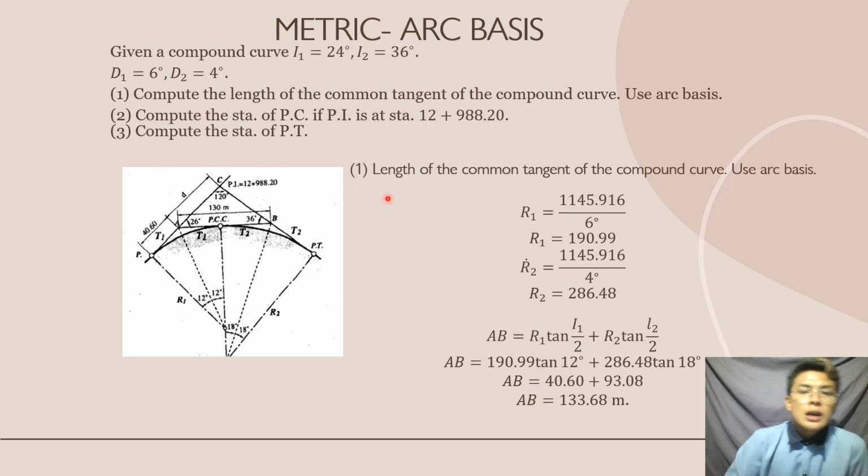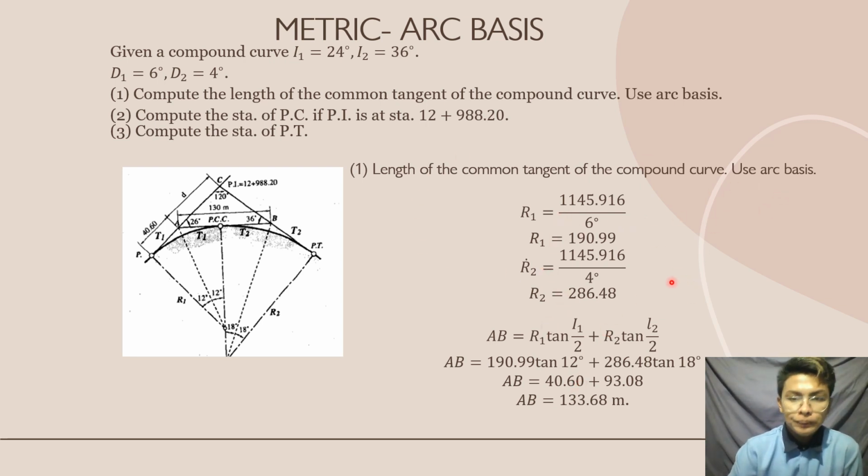So first is the length of the common tangent of the compound curve. Here's our figure. Here are PC, PT, R1, and this is our T1 and T2. These are our angles, 24 and 36 degrees. Then here are our degrees of the curves, D1 and D2. Before we get the length of the common tangent AB, we will get first the first radius of the curve and the second radius of the curve.